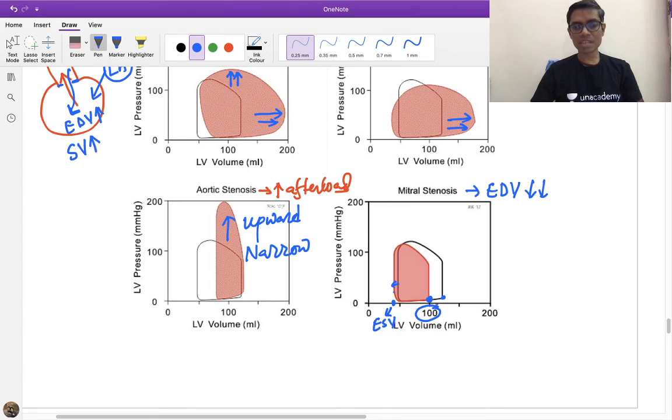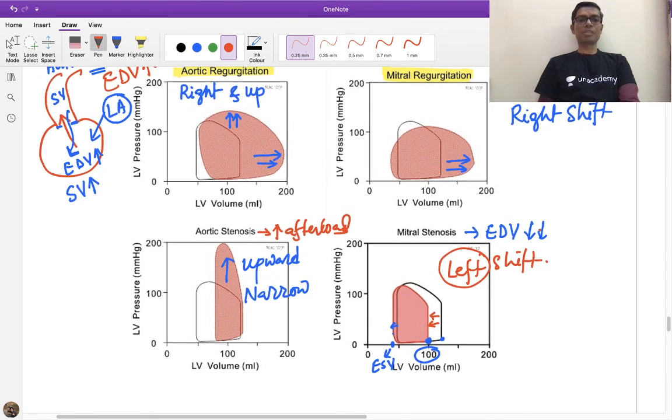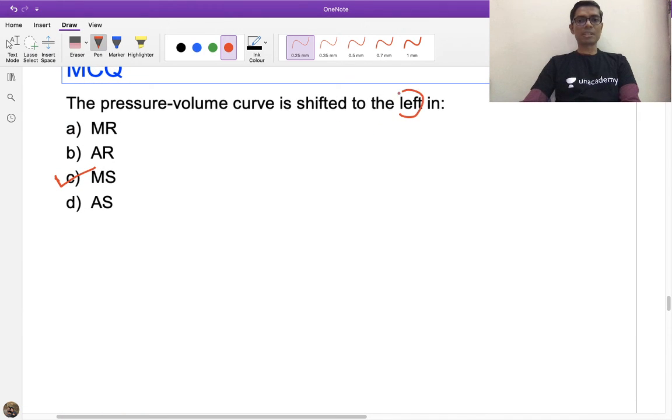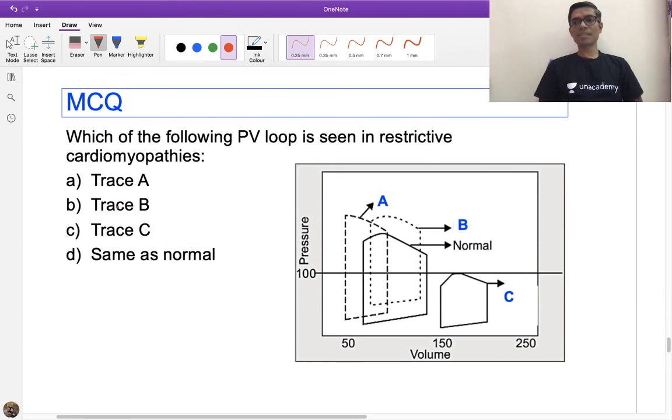So because of this decrease in end diastolic volume and end systolic volume, which kind of shifting is occurring in this curve? This is basically left shifting of this curve, right? So that's why the answer of this question, the pressure volume curve shifted on the left, is mitral stenosis. Now last MCQ for today. Which of the following PV loop is seen in?